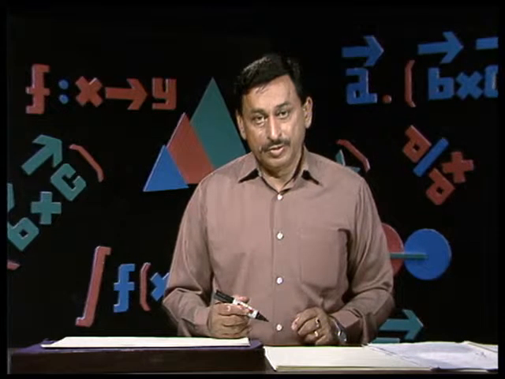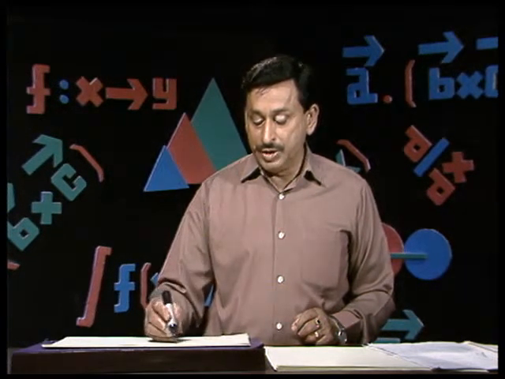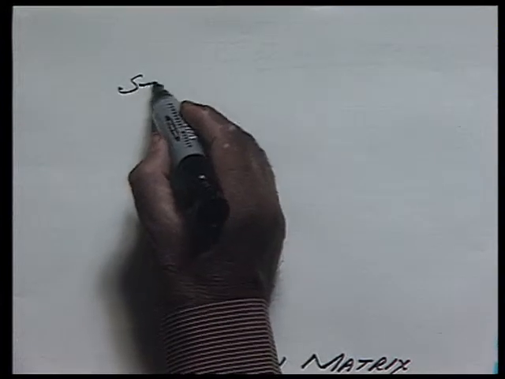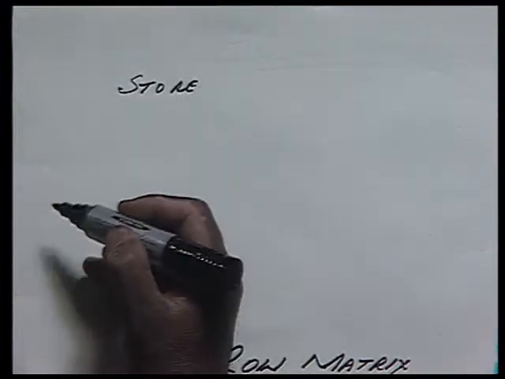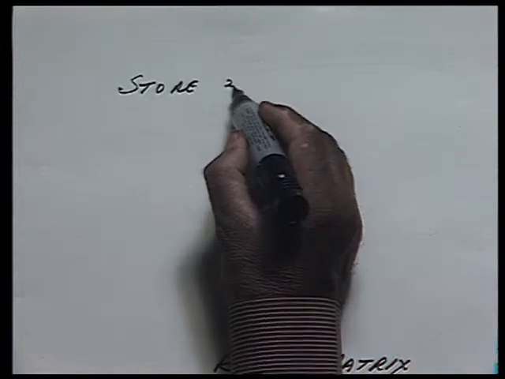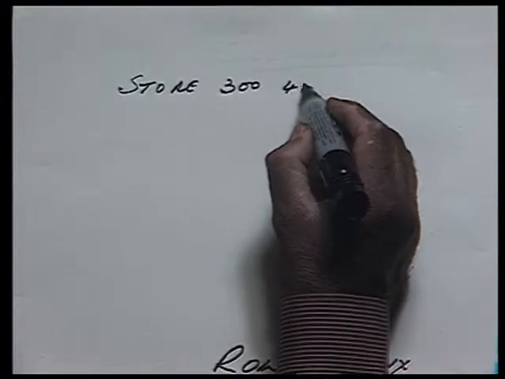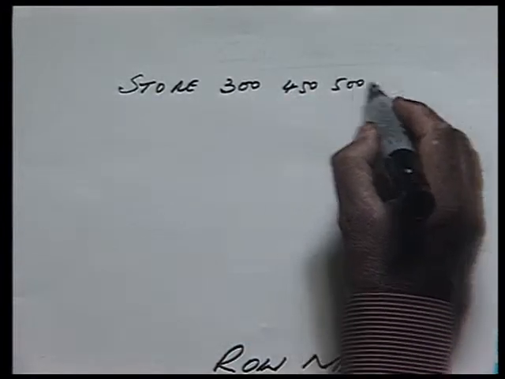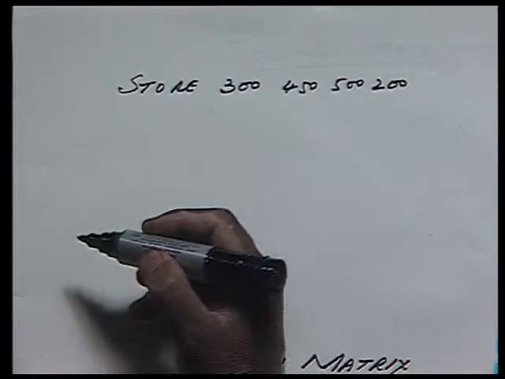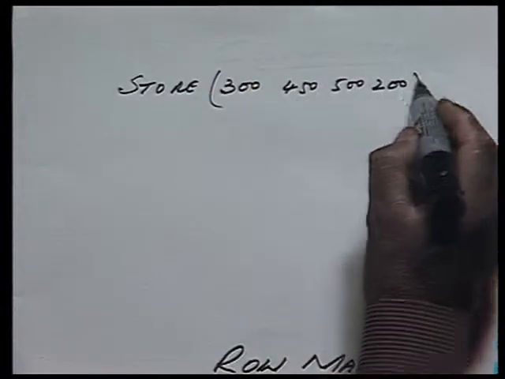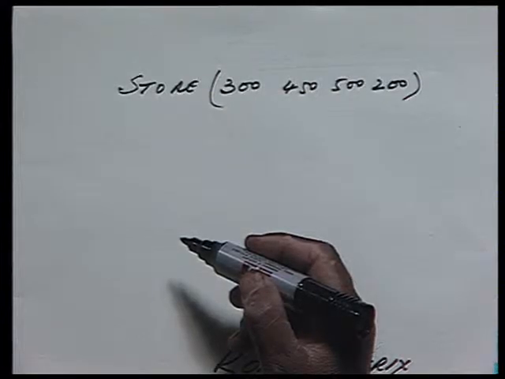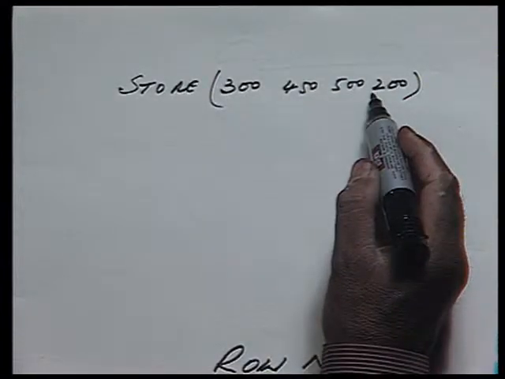No. We come to a special situation where I am writing this information about store A only, and I write that first item is 300 units, second item is 450 units, third item is 500 units, and the fourth item is 200 units. And this is my matrix information, means only one row.